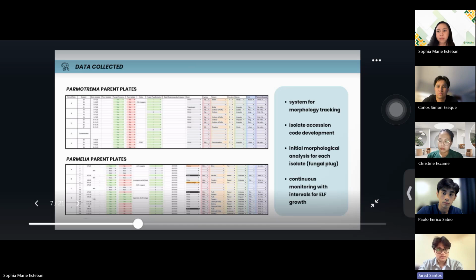The primary software we use for data storage and organization is Google Sheets, an online spreadsheet software, where we took note of the subculture's plate of origin, generation, color, the growth and texture of the mycelia, its elevation, margin, form, exudates, if it has any, and any other characteristics that we could further take note of. So next slide, please.